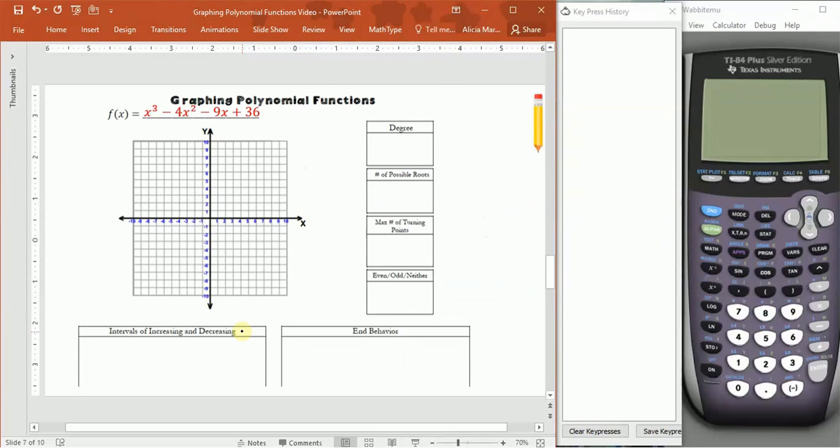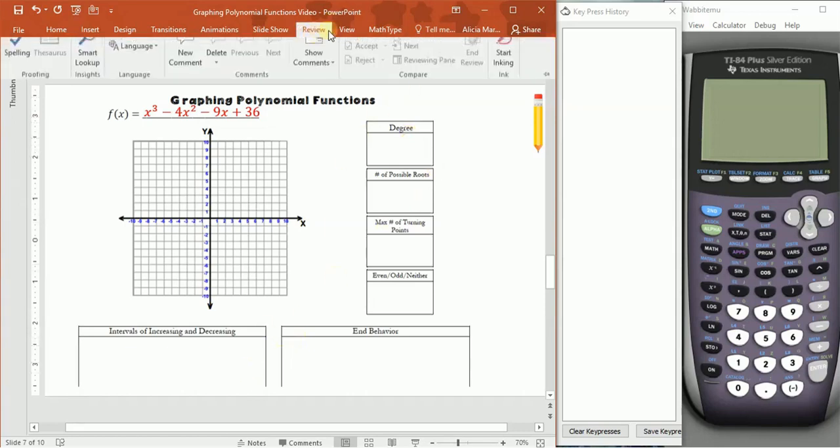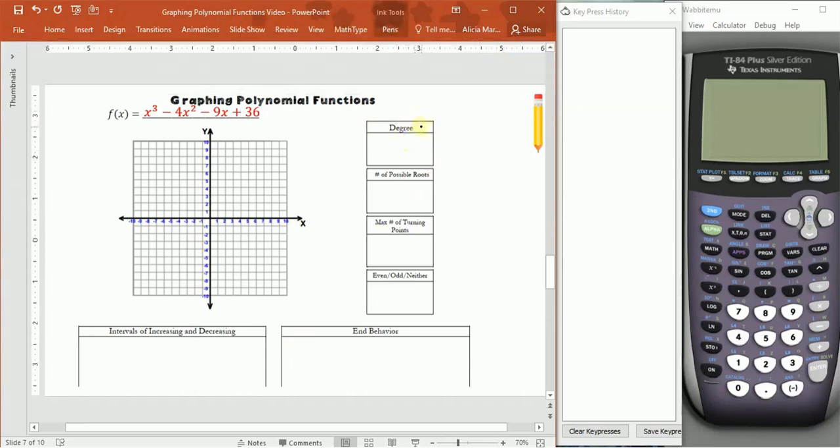Alright, so let's graph our polynomial: x cubed minus 4x squared minus 9x plus 36. There's a couple of things you can decide upon right now before you even start to graph. Degree. This is a word for the highest exponent. So if you want to make a note of that in your notebook, degree is just a word for the highest exponent. So in this case, our polynomial is a third degree polynomial. That's the highest exponent present.